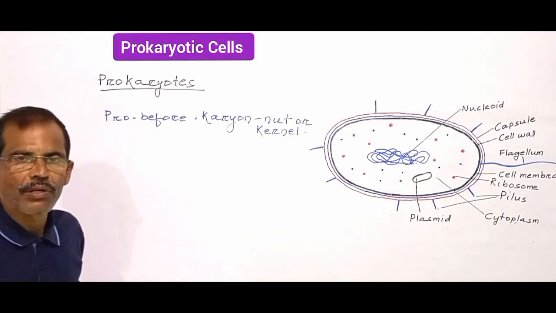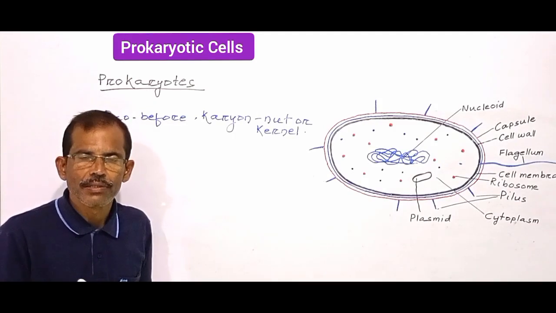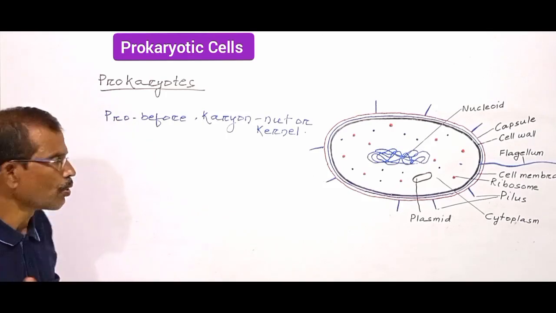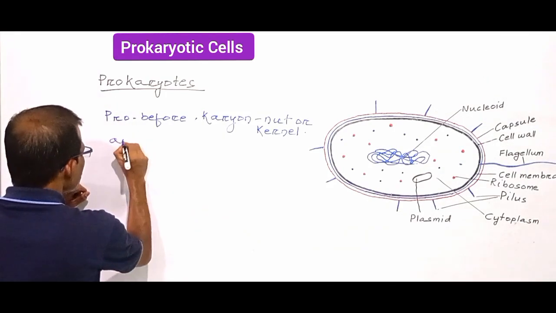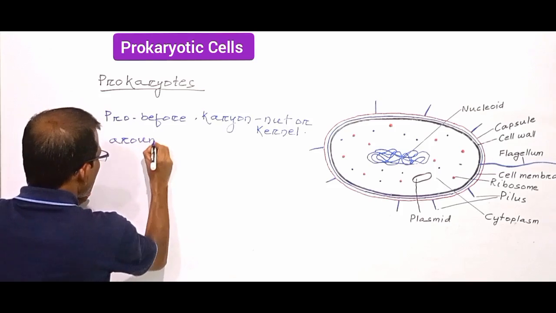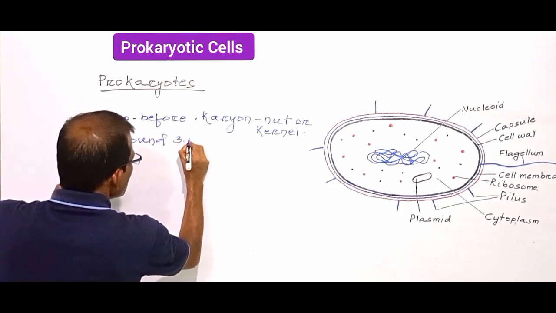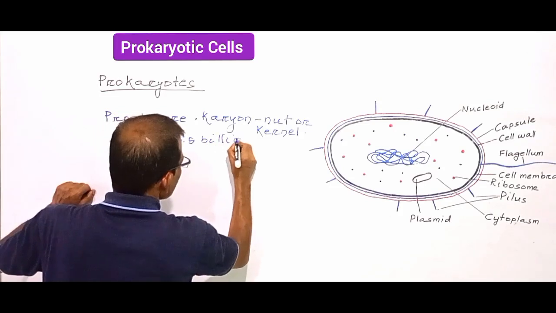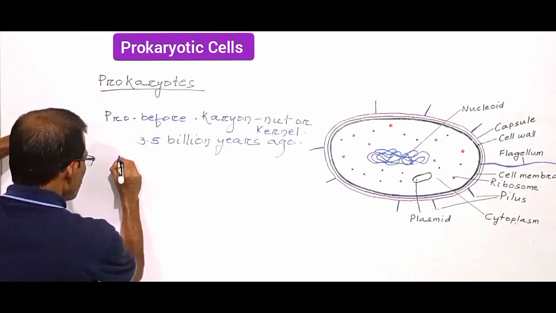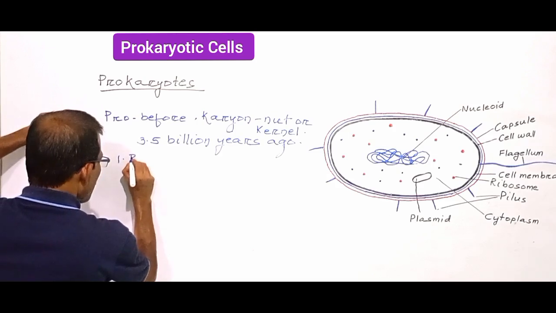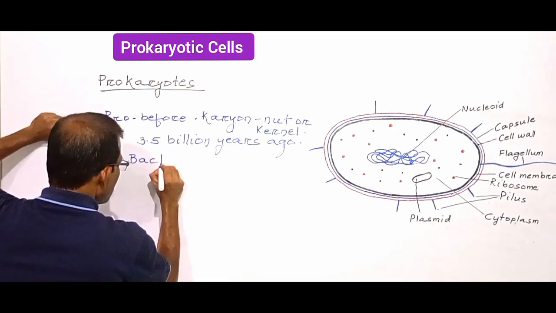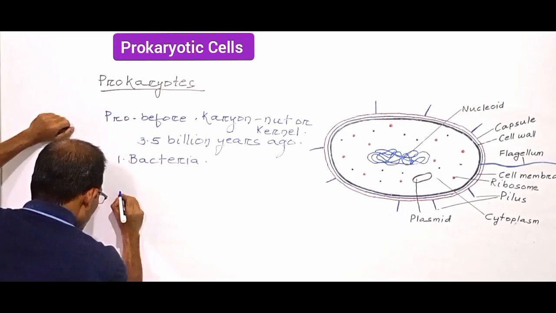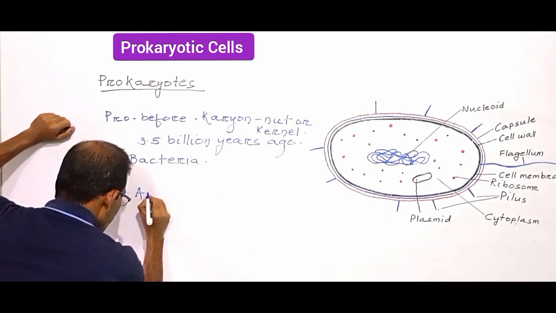Prokaryotes are the primitive forms of life on the earth. Evidences indicate that the cells originated around 3.5 billion years ago. They are divided into two domains. First one is bacteria and the second one is archaea.